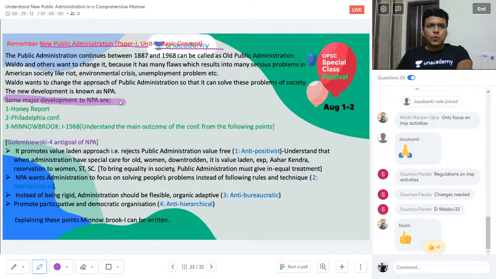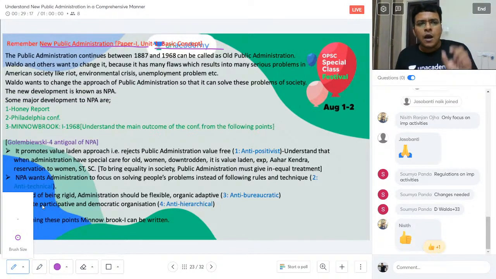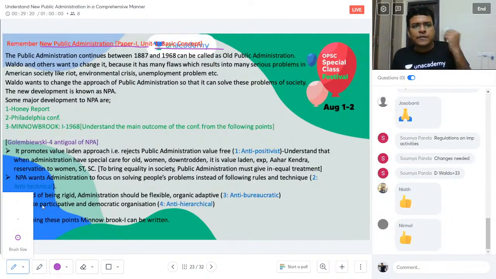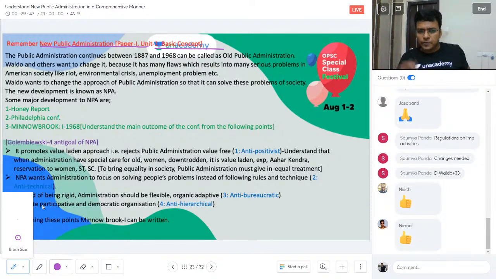Some major developments of NPA are: the Honey Report and the Philadelphia Conference. You should know them, but just write 2 or 3 lines. Don't write 1 or 2 paragraphs, because there is a shortage of time. Maximum you can write 600 words. So for the Honey Report, just write 1 line. Philadelphia Conference, 1 line. The Minnowbrook Conference you should write about, because it is the main outcome. You need to write it.